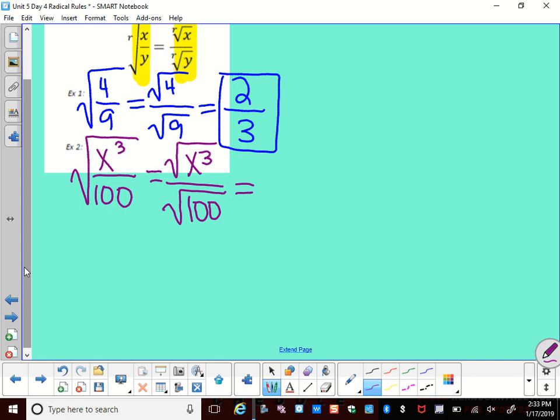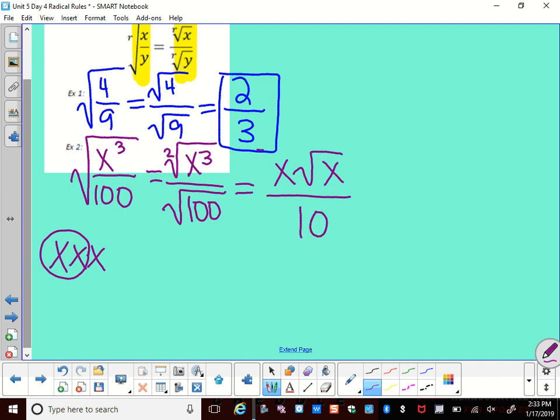The square root of x cubed can be simplified. If I have 3 x's, how many do I need in a group? No, you need 2. So how many groups of 2 do I have? 1. And how many is left over? That's what's on top. What's the square root of 100? 10.